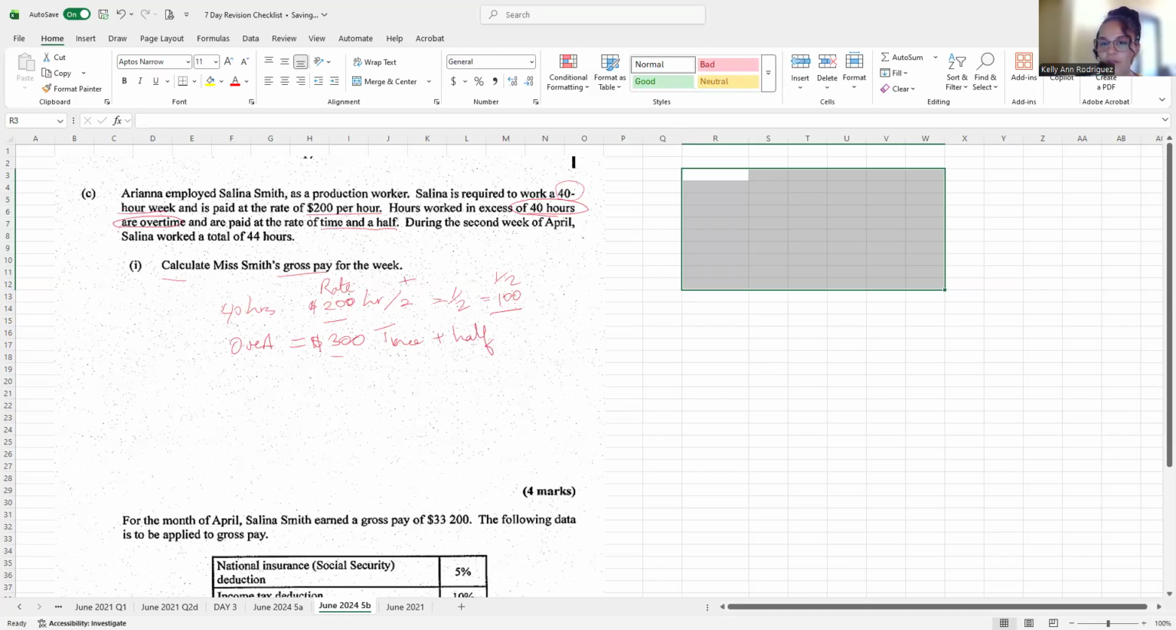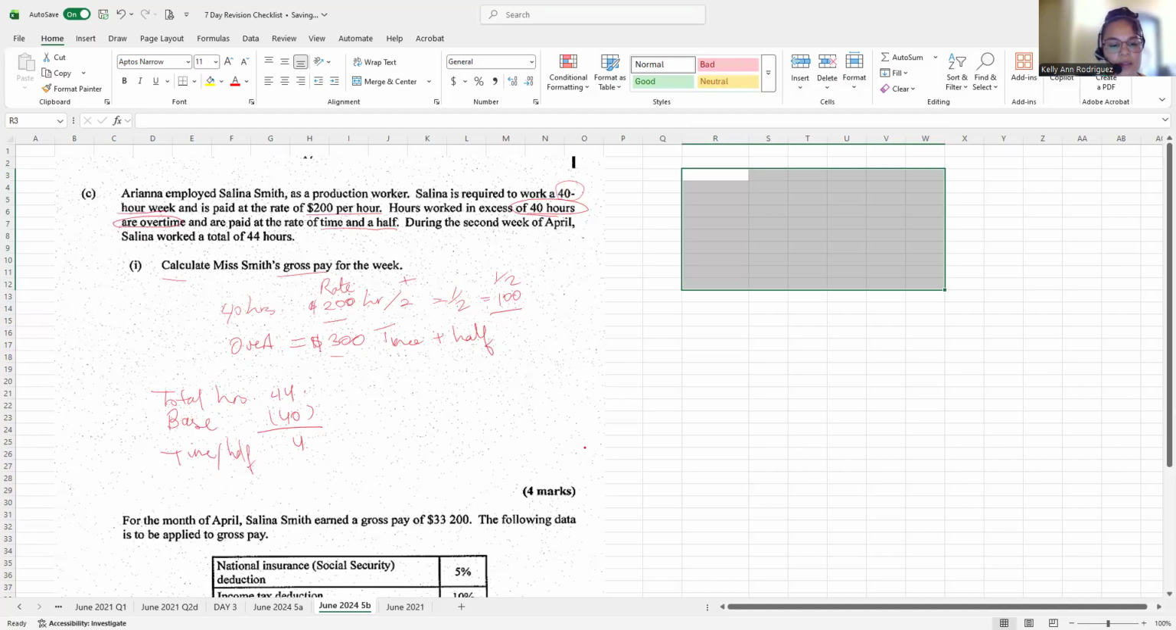Now, some of you will understand that very quickly. Some don't, so bear with me as I repeat it. During the second week of April, Selena worked a total of 44 hours. So total hours worked, her total hours was 44 hours. Her base hours per week is supposed to be 40. So when you minus the 40 from 44, you get 4. So time and a half would have been the 4 hours.